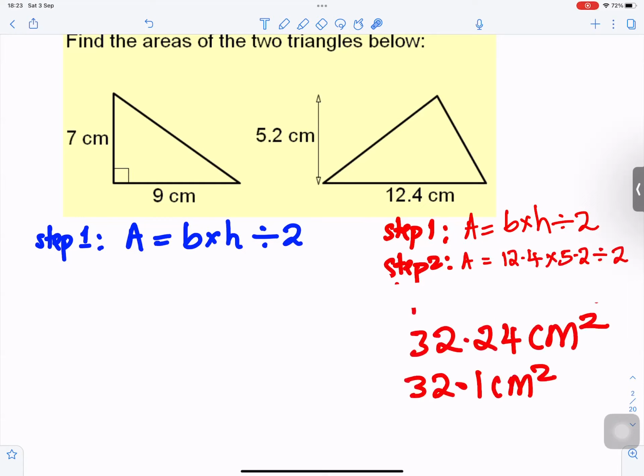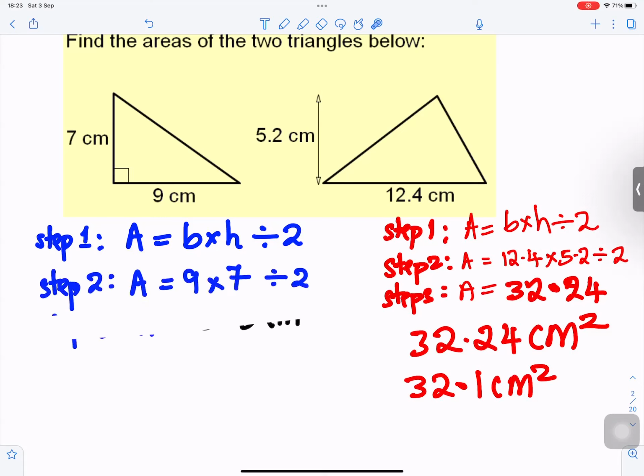So step number 2, you put in the numbers: 12.4 times 5.2 divided by 2. Put that in your calculator and it gives you 32.24. And then the other one: 9 times 7 divided by 2. You get 31.5.